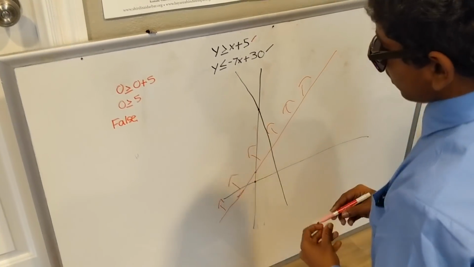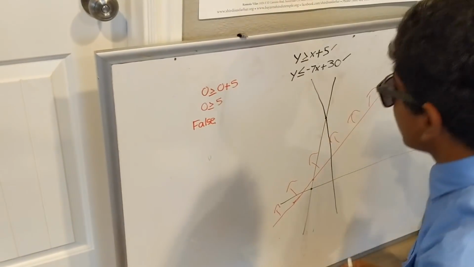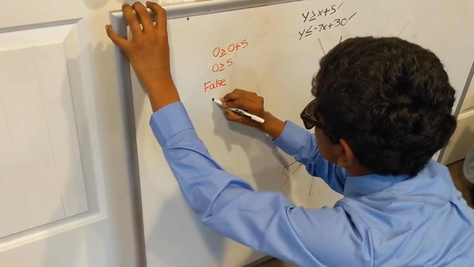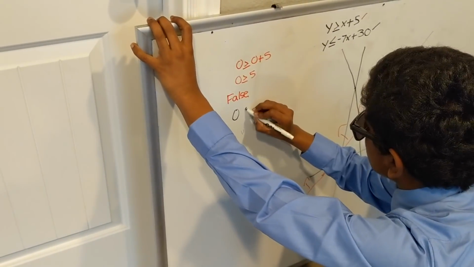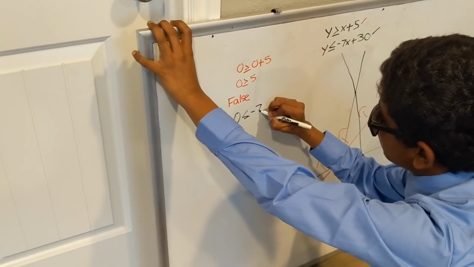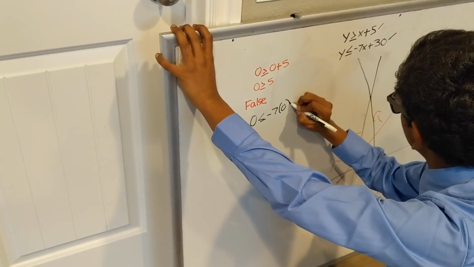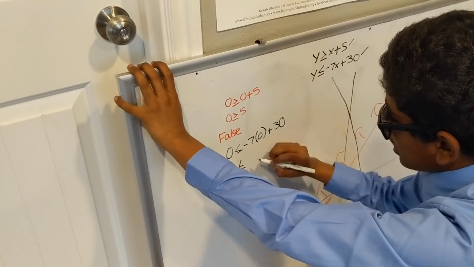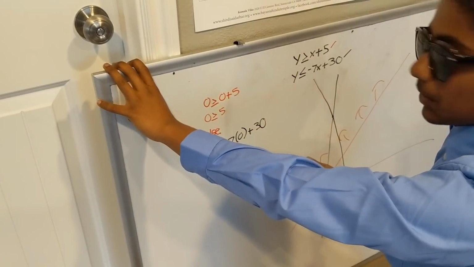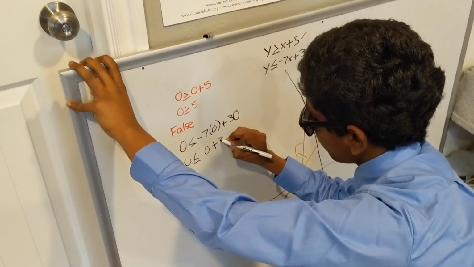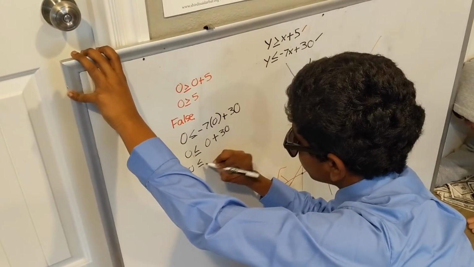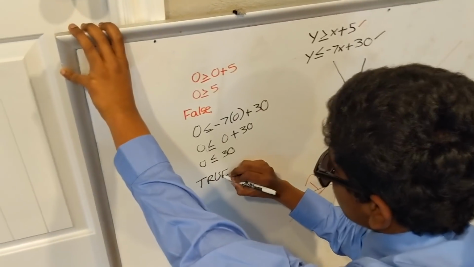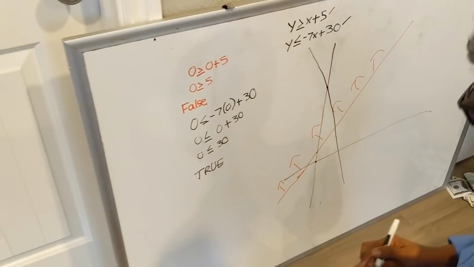Okay, so now we're going to do our second equation. I'm going to check that. Thank you. And then it's going to be 0 less than or equal to -7 times 0 plus 30. Then we're going to simplify this. It's going to become 0, because anything multiplied by 0 is 0, obviously. And 30. And in this situation, this is true, because 30 is greater than 0, if you didn't know that.